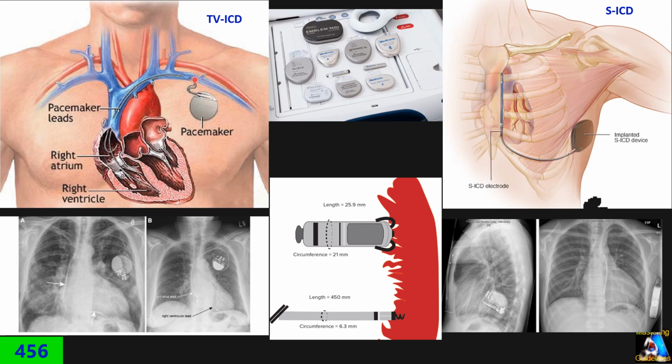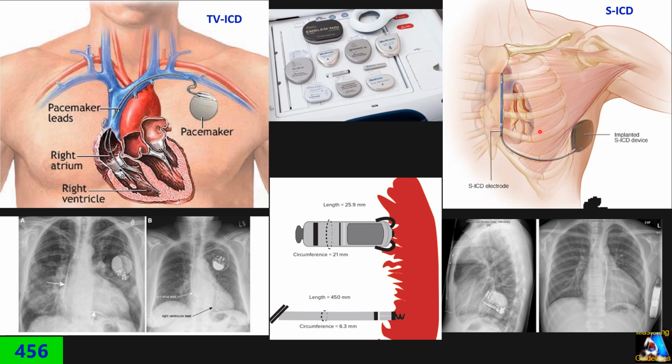The lead wire passes through the subclavian vein and finally goes to the right side of the heart, or from the other side, from the right subclavian, and goes to the right ventricle. Rarely they use the jugular vein for this purpose. For the subcutaneous ICD, 80 to 90% of patients can be candidates for this type.